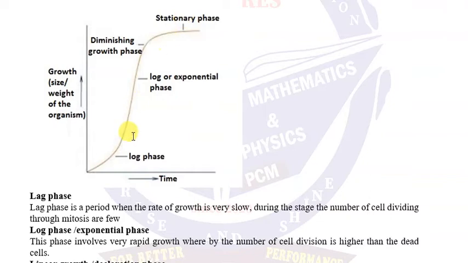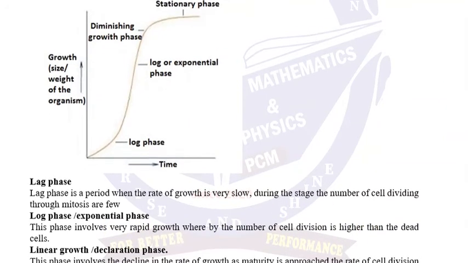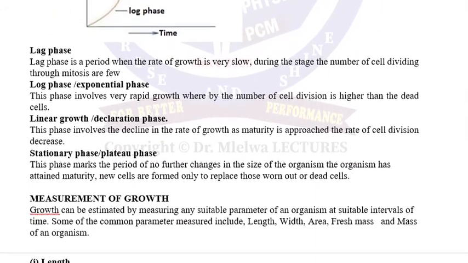Kwa ninachokisema ni kwamba lazima ujue kuexplain. First ni lag phase. Lag phase is the period when the rate of growth is very slow. During this stage, the number of cells dividing through mitosis is few. So the growth is slow because the number of cells dividing by mitosis is few. Log phase or exponential phase involves very rapid growth, whereby the number of cells dividing is higher than the number of dead cells.